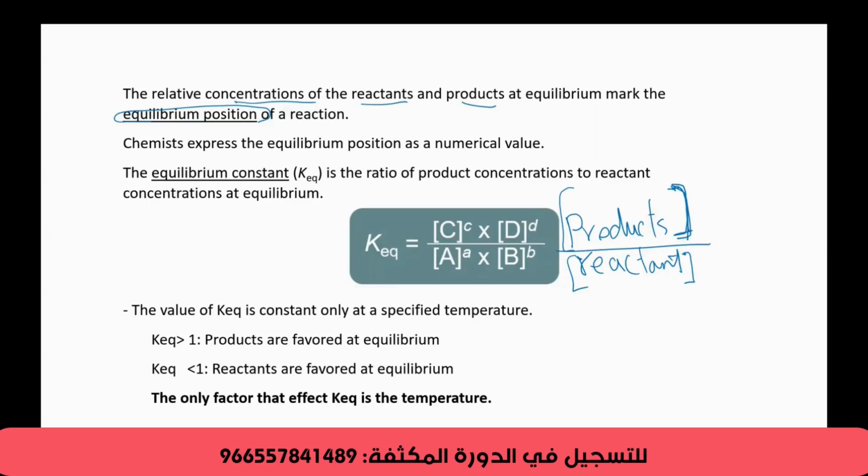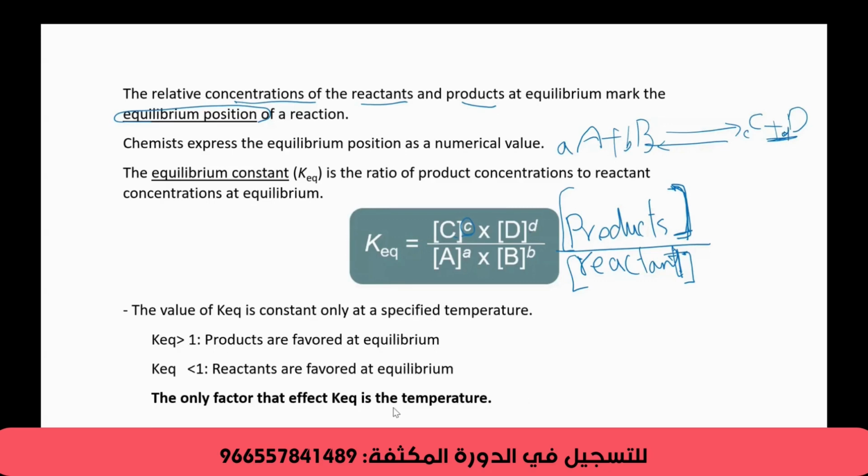Okay? So if you have 2 products, they will be multiplied together, like C and D, and the reactants A and B. Products divided by reactants. Please don't mix them. Don't flip the equation. We call this constant the equilibrium constant. It's the ratio between product concentration and reactant concentration. Always say concentration of product divided by concentration of reactants. Okay? What is this exponent? It means the coefficients. Okay?